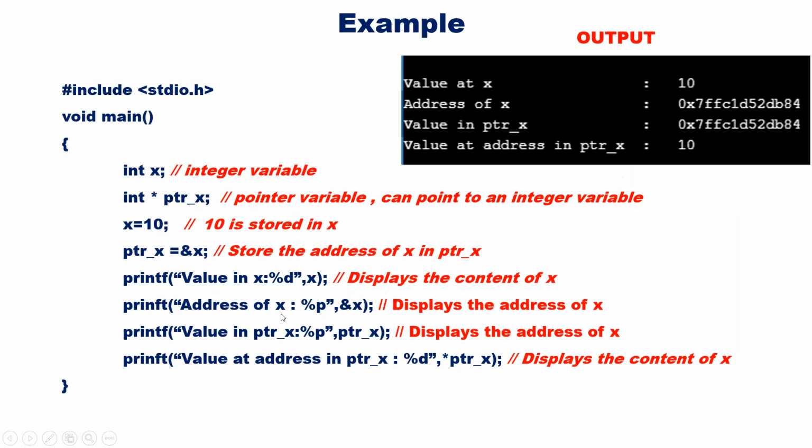Printf address of x. So address of x means the x address. So this is some value. This is the address of the variable x. Value in ptrx. Value in ptrx means the ptrx contains the address of x. So the same address will be displayed. Now value at address in ptrx. Here we have to use the indirection operator. Star ptrx means the content of the location pointed by ptrx. The ptrx contains the address, this is the address of x, and the value at that address is 10. So 10 will be printed on the screen.